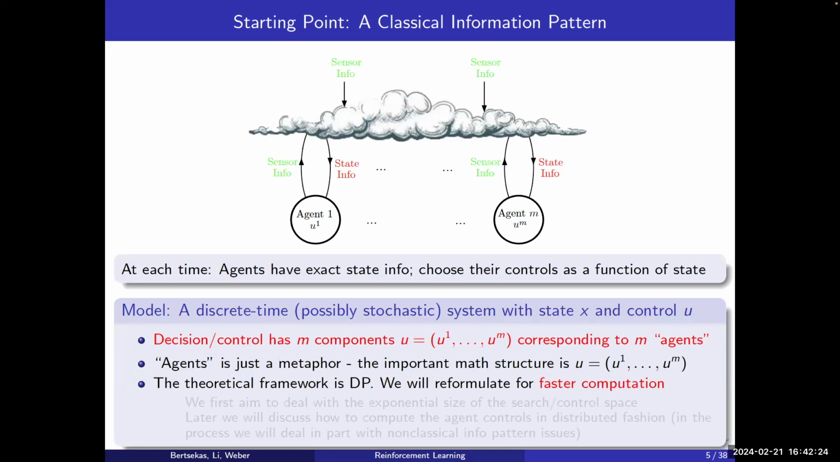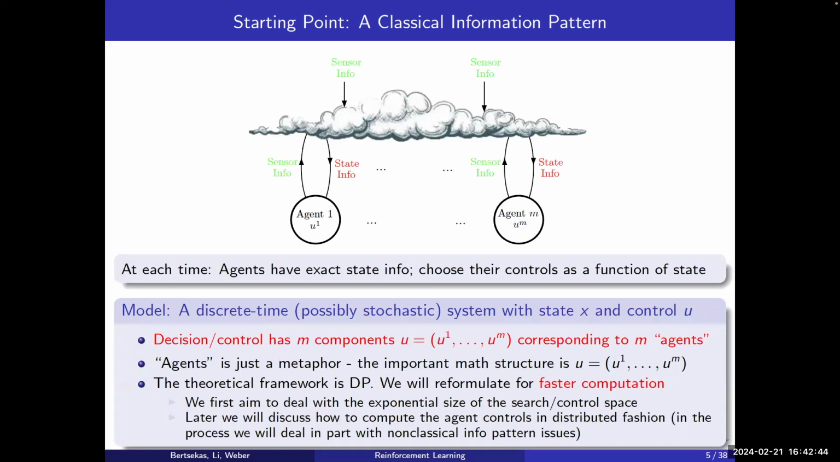For this classical information pattern problem, the theoretical framework is dynamic programming. Shortly, we will reformulate it for faster computation. In the application I'm going to cover shortly, we will deal with an exponential size search or control space. Later, in Jameson's application, he will talk about this computation in a distributed fashion, but also, more importantly, deal with these non-classical information pattern issues.